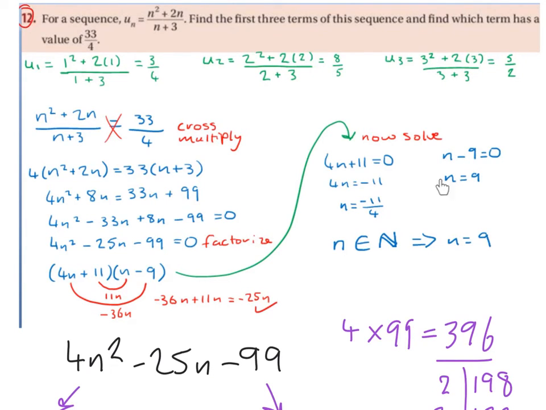And I have to go with 9 because n has to be an element of the natural number set. So n has to be a positive whole number. So n is going to be 9. Because we can't say that we have minus 18 terms. We can't say that we have 2.5 terms. And we certainly can't say we have minus 11 over 4 terms. We have to have a positive whole number for n.